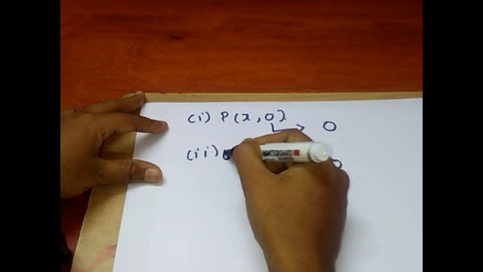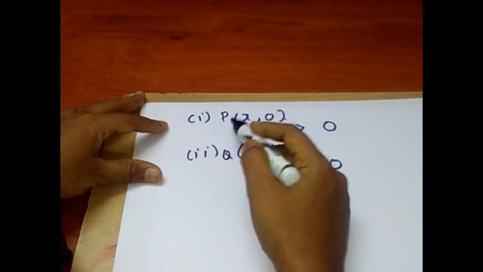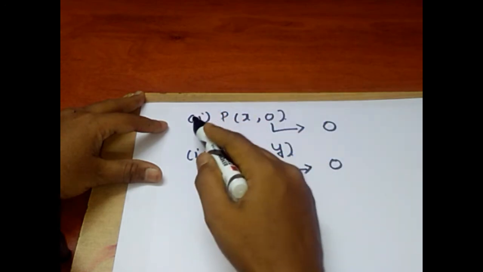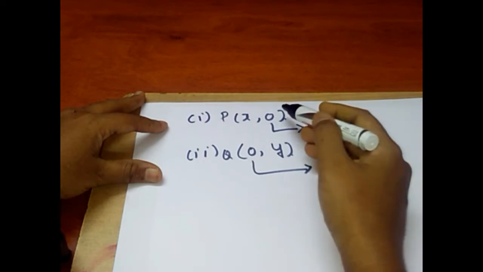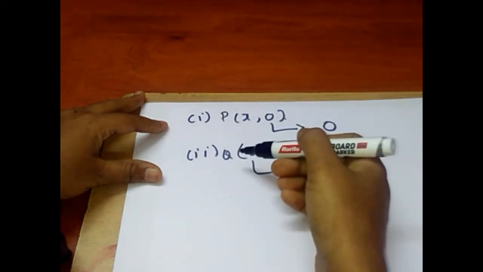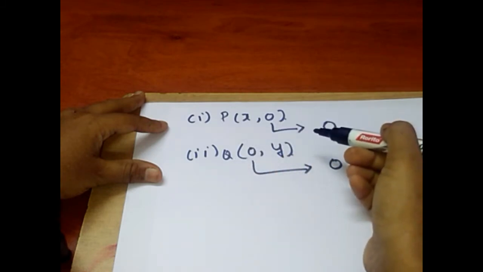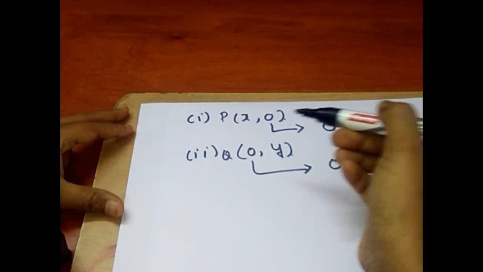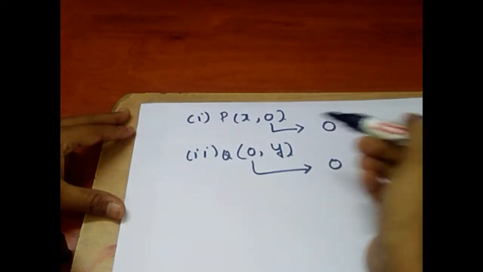I repeat children, P is a point on the x-axis, hence it is noted as x comma 0. In sub question 1, it is asked to identify the ordinate. Ordinate is 0. In point number 2, point Q is a point on the y-axis, hence its terms are 0 comma y, its abscissa is 0.